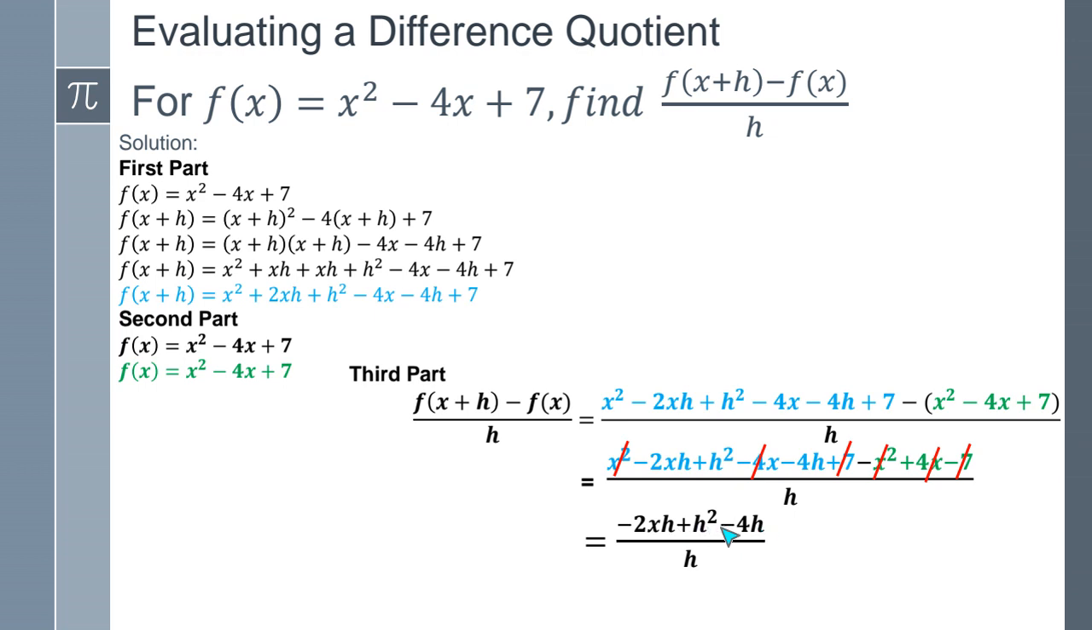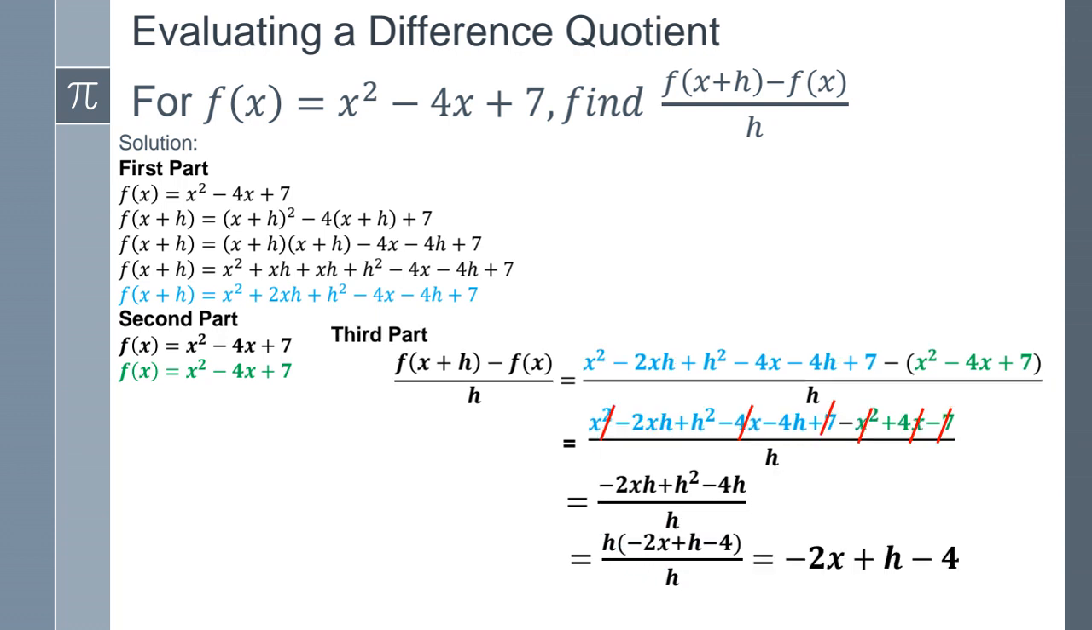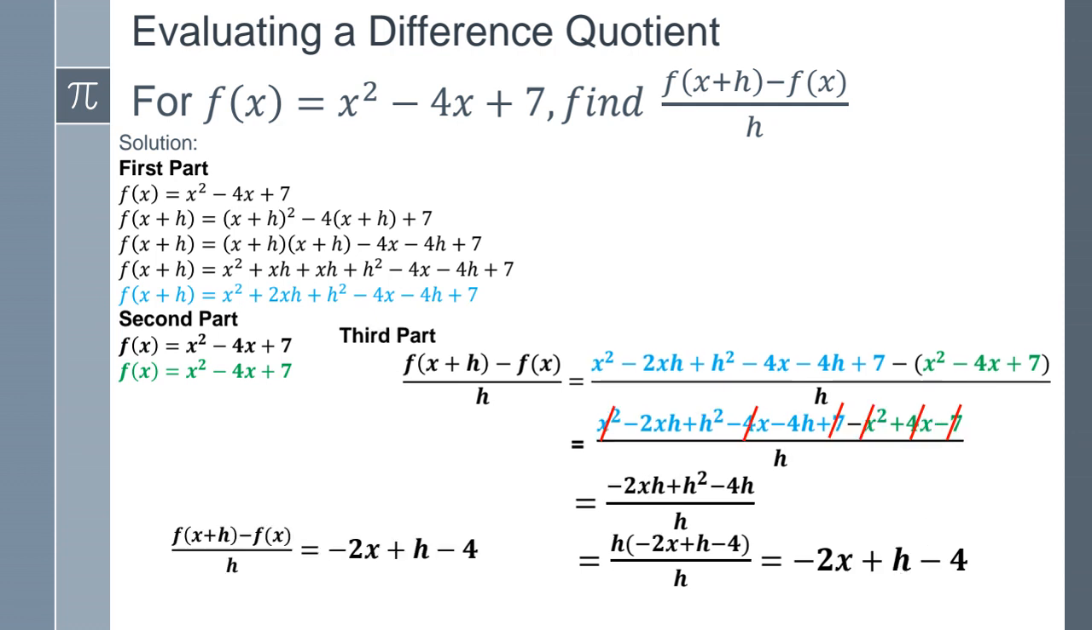Notice that in the top, these three terms have h in common. So you can factor out an h. And then you're going to cancel out the h's here. So we end up with 2x plus h minus 4. And that was it. So if you have any questions, you're welcome to stay here and ask any questions.